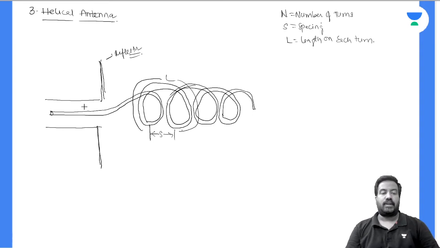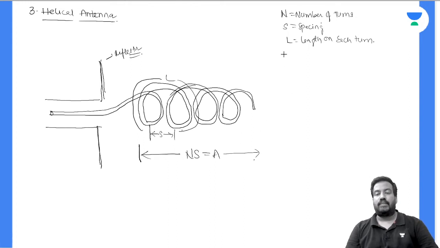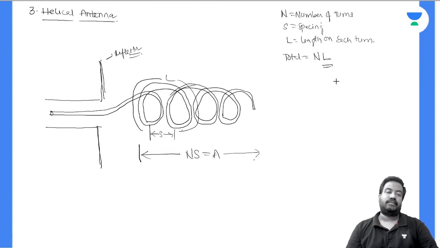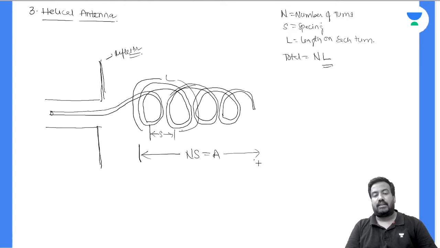This is the inner cable and this is the outer cable. This is the axial length, N number of turns into S. Total length is given by number of turns into length of each turn. That's the total length of the conductor, and this is the axial length, the length along the physical axis.